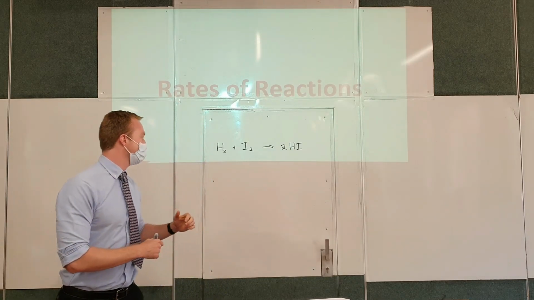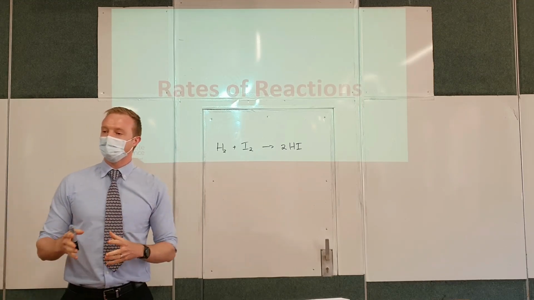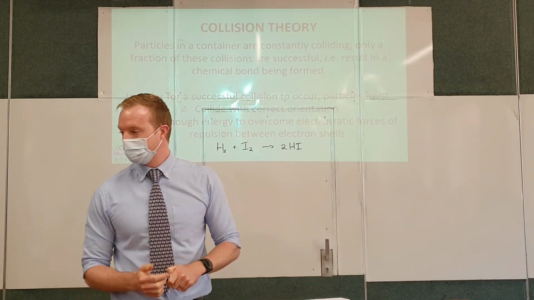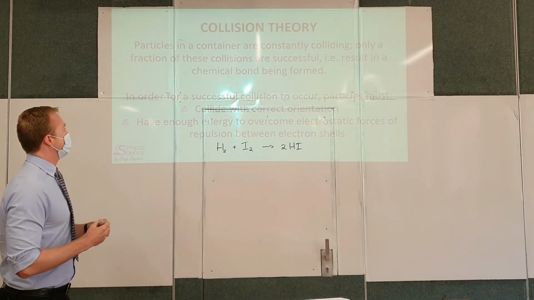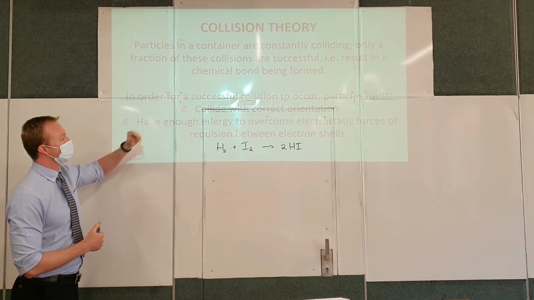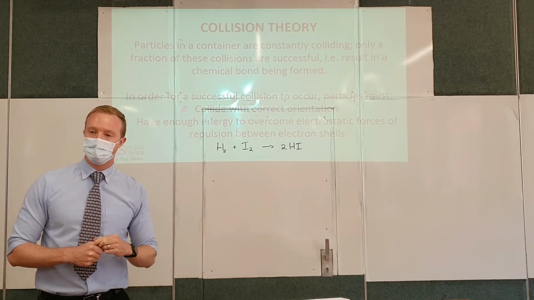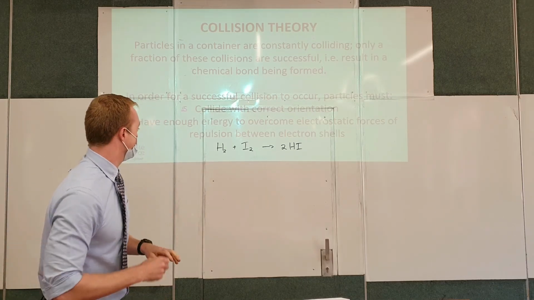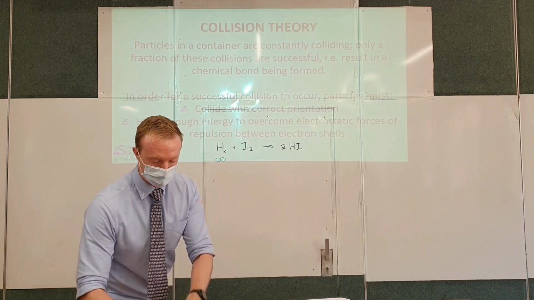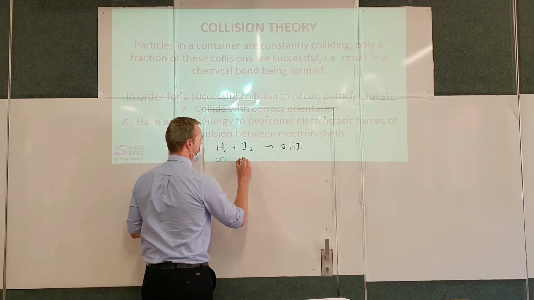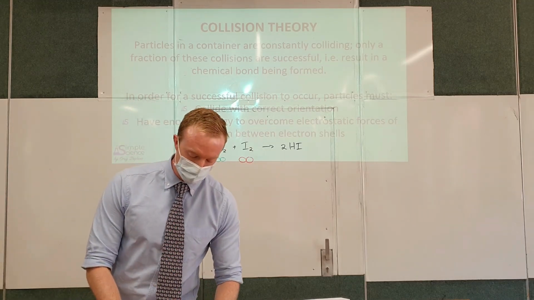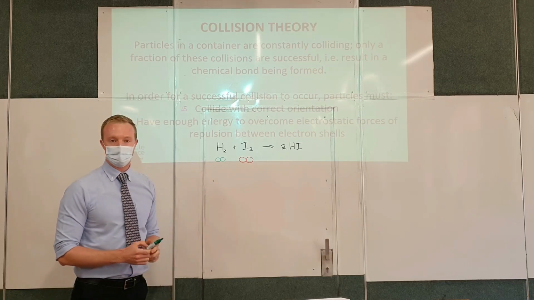Collision theory essentially gives us a guideline for how we judge how successful a reaction is going to be. There are a couple of principles that collision theory is based on. The first one is that in order for a successful collision to occur, there are two, or we could see it as three, requirements that must be met. If we look at these two particles over here, we've got a hydrogen molecule made up of two hydrogen atoms and an iodine molecule made up of two iodine atoms. The first condition that must be met is these two particles must collide with each other.